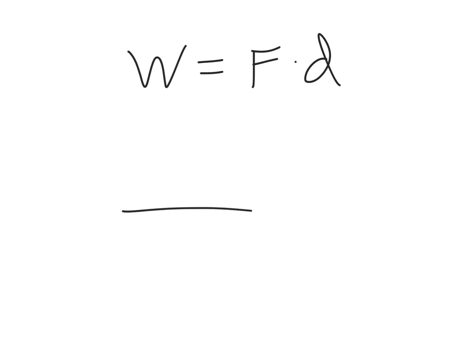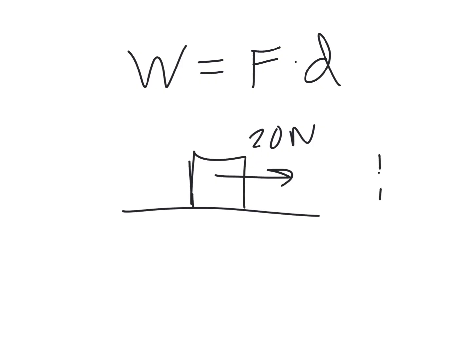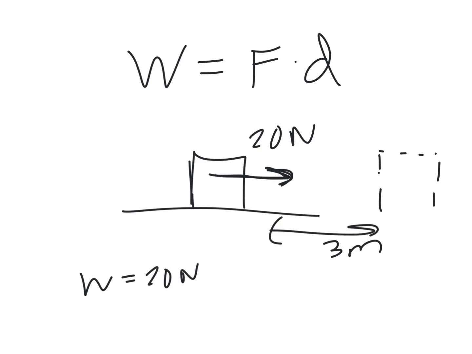So what this means is if I have, say, a box and I exert a force on it, let's say 20 newtons, and in doing so, I push this box along the ground and it moves forward, say, 3 meters. So I have pushed the box with a force of 20 newtons for a distance of 3 meters. My work done will be 20 newtons times 3 meters equals 60 newton meters, or 60 joules, as it were.